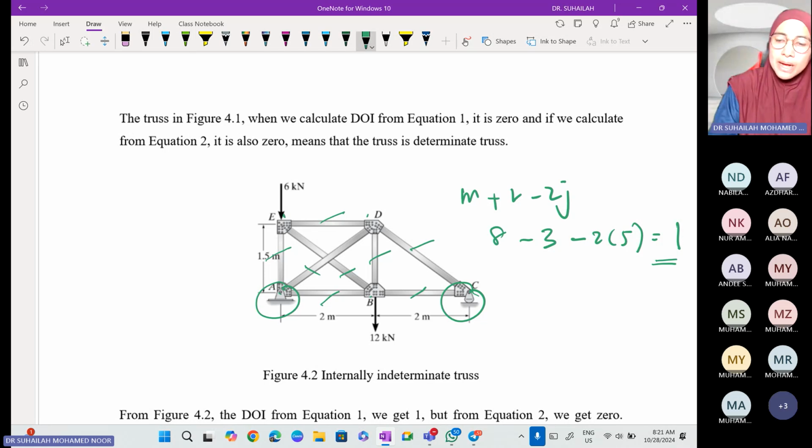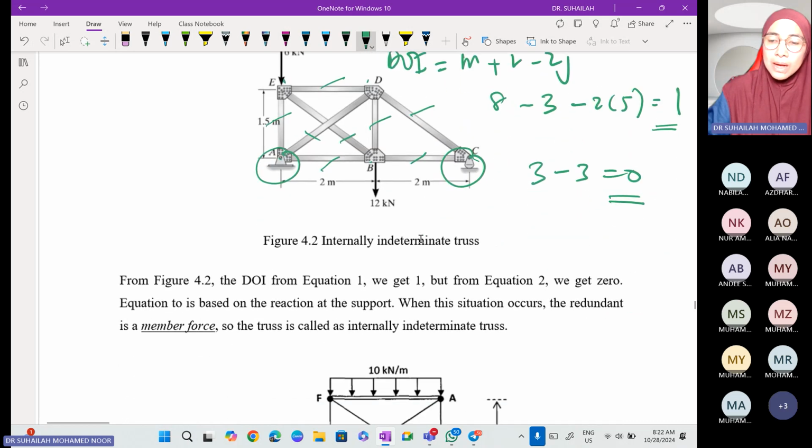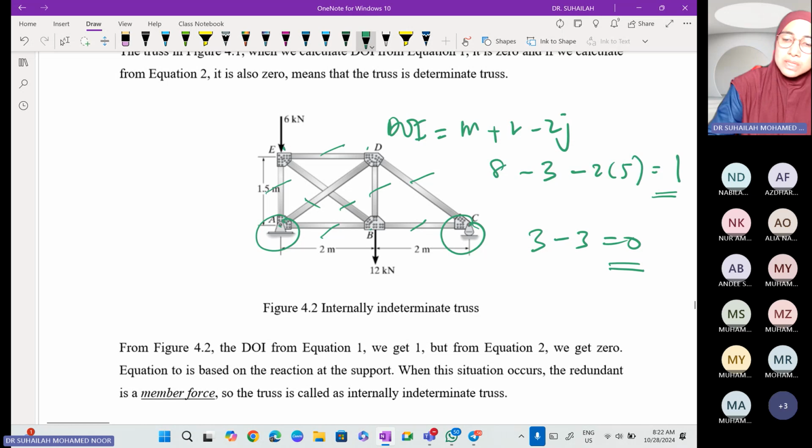We check 4 minus, it is not 4. Reaction comes from support. It is 3 minus 3, so this is equal to 0. But when we check for DOI here, we get 1. But when we find the difference between reaction and 3 equilibrium equations, it is equal to 0. Means that in this case, the redundant comes from member. It is member force. So this is N.